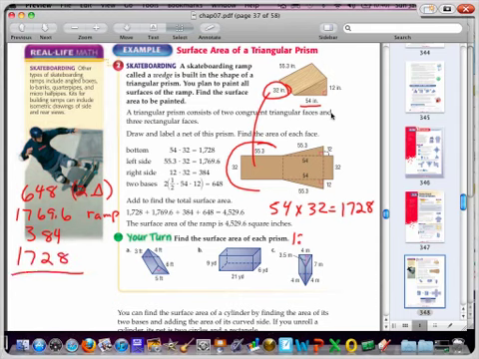And when we add all those together, we get 4,529.6 square inches is what we've got.